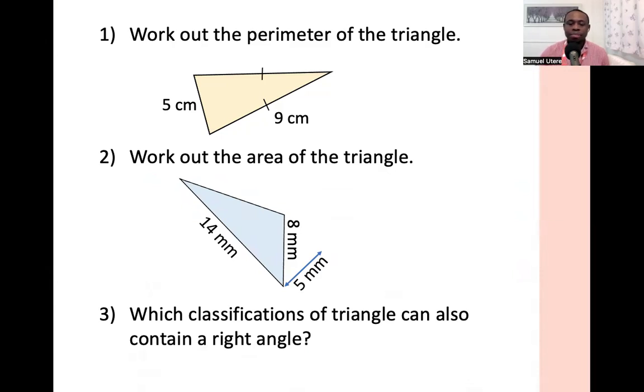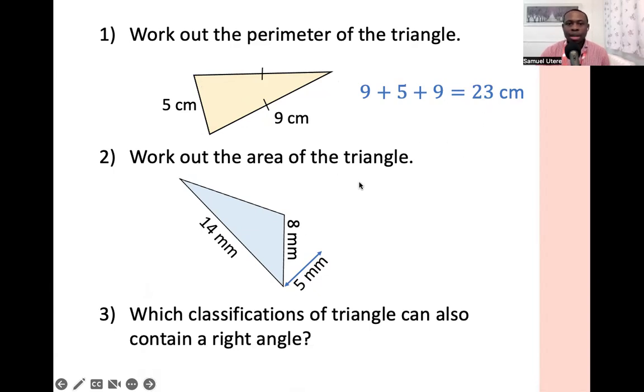Let's discuss them. Here you were asked to work out the perimeter of the triangle. We can see these hatch marks show that this side is equal to this side. So even though the length is not written for that side, we know that it is 9 centimeter. The perimeter is the sum of the distance of all the sides, and that should be 23 centimeter.